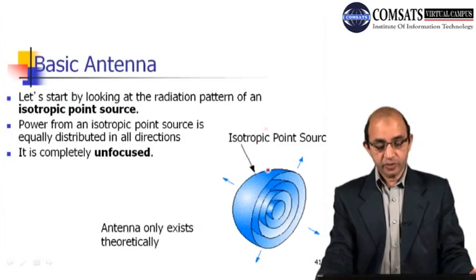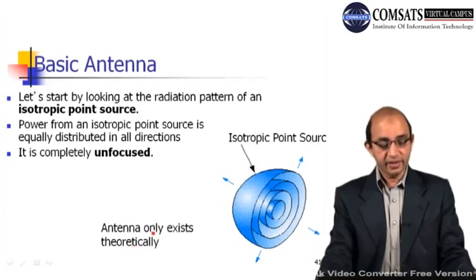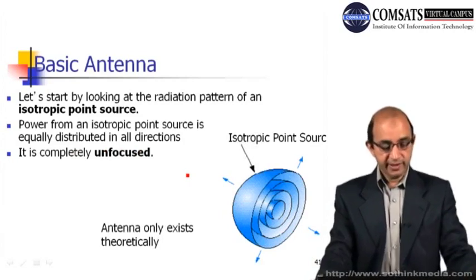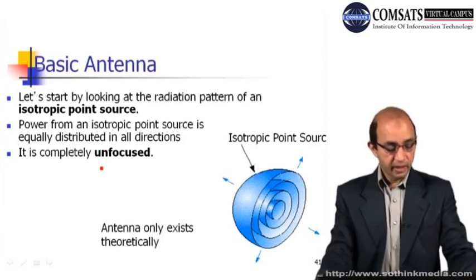Here we have the isotropic point source, which only exists as an ideal antenna used for reference. An isotropic point source is equally distributed in all directions. That is not the case when we talk about antennas in real life. So it is completely unfocused.